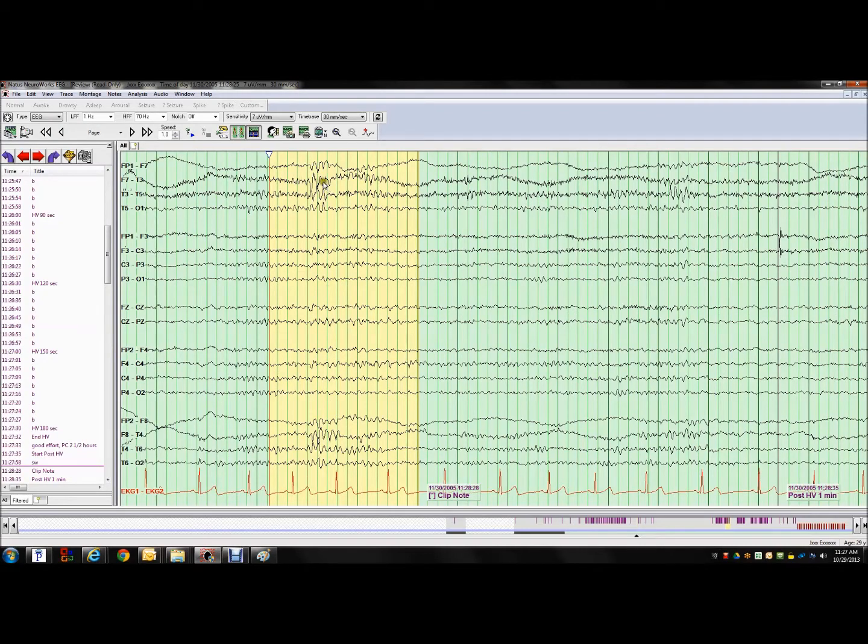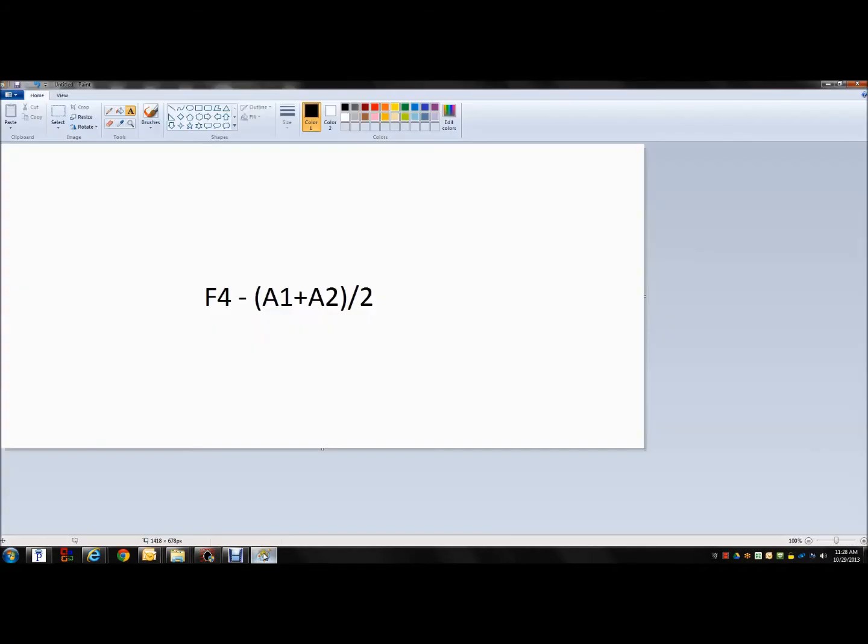In this case, it looks pretty symmetric as far as bilateral temporal sharp or spiky. Now I'm just going to give a hint and say that this is actually a normal variant that I'll describe very shortly. Try to think about what normal variant this might be. The important thing to note is that even though these are sharp, they don't have that disruptive quality that an epileptiform wave has.